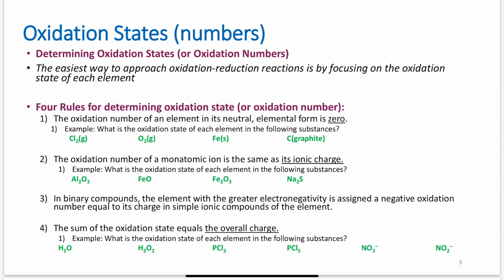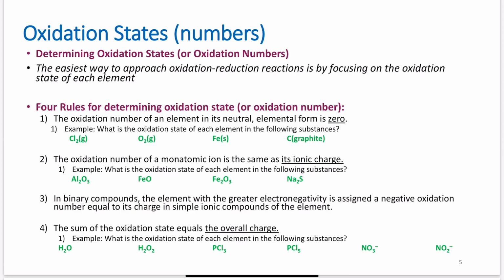There are 4 rules that we follow when assigning oxidation states or oxidation numbers. And I do want you to remember that these numbers are a made-up convention, okay? But they often correlate to the charge on a species. Rule number 1, the oxidation number of an element in its neutral elemental form is 0. So, what is the oxidation state of each element in the following substances?